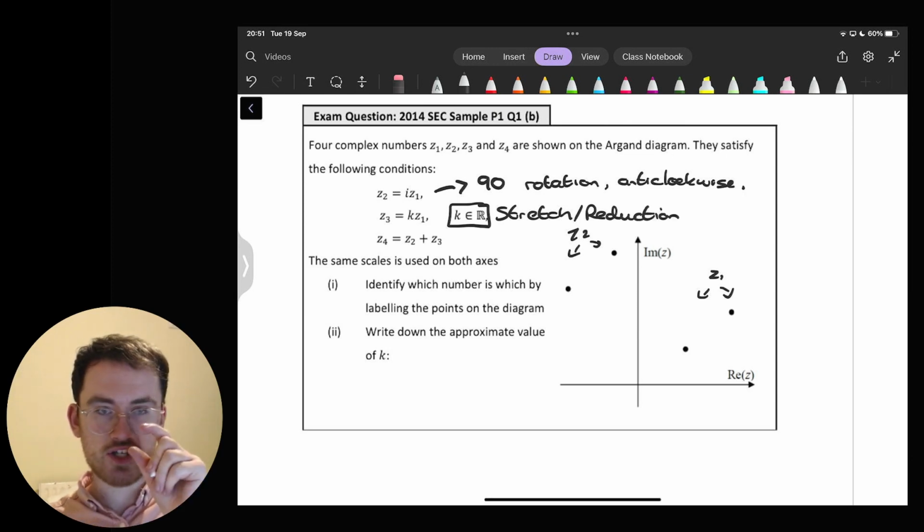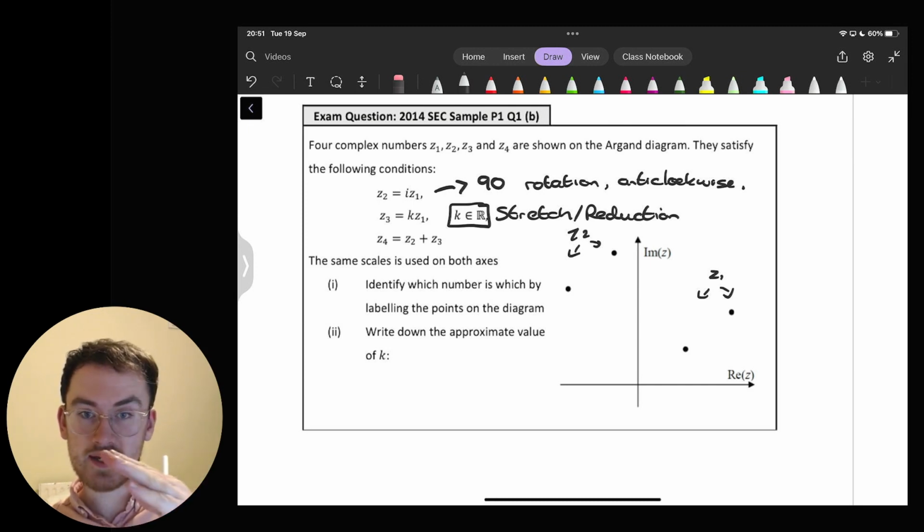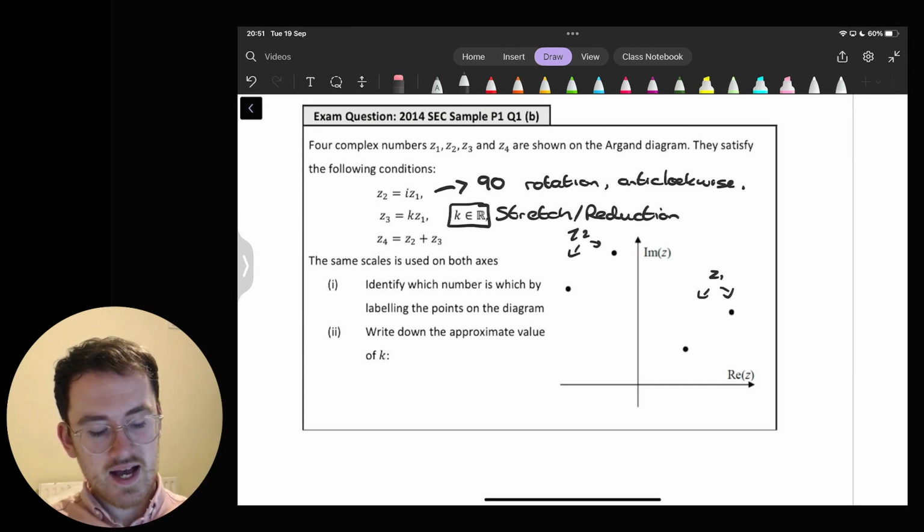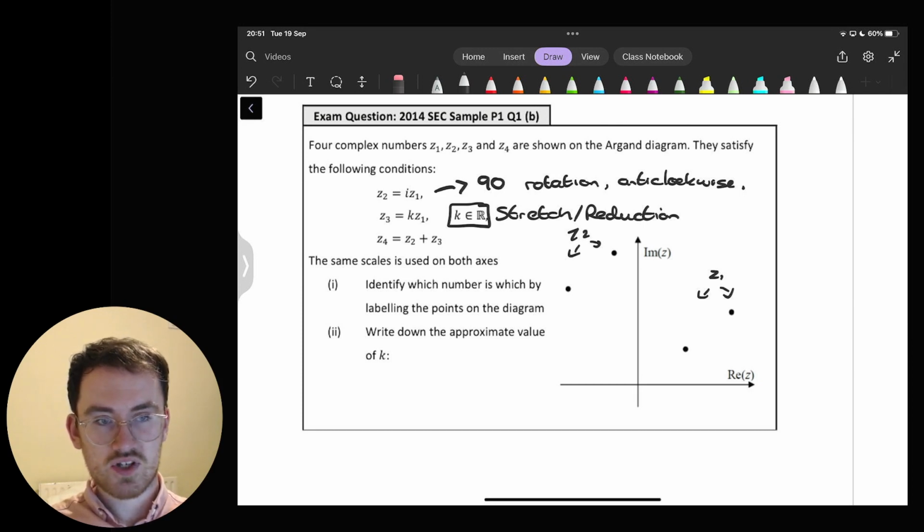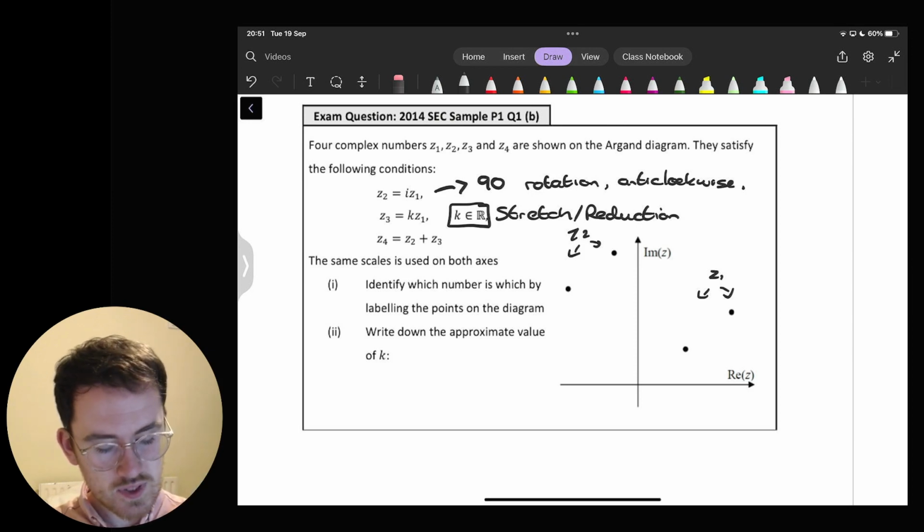Okay, a kind of compression, whatever words we want to use. We could be stretching it further out, we could be making it smaller. Then the last one, Z4, is Z2 plus Z3. So that one's going to end up being between wherever we decide Z2 and Z3 are going to be.